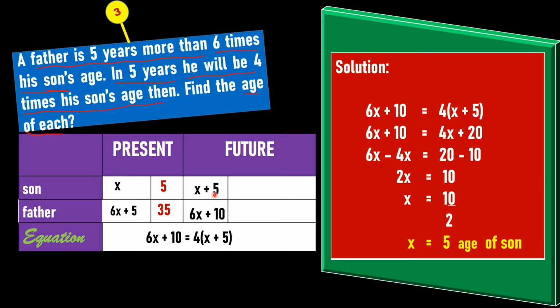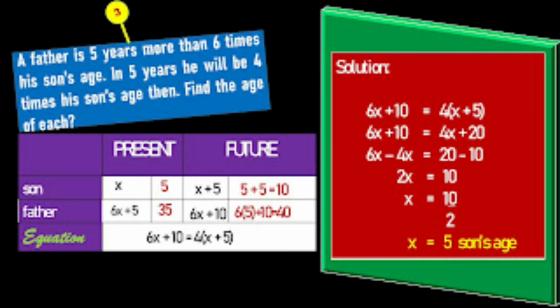So sa future naman, so substitute natin yung 5 here. So 5 plus 5 equals 10. And then 6 times 5 is equals 30 plus 10 is equals to 40. In 5 years, ang age ni son ay 10 years old at ang age ni father ay 40 years old. Checking. In 5 years, the age of the father is 40 years old. This is 4 times the age of his son, which is 10 years old.